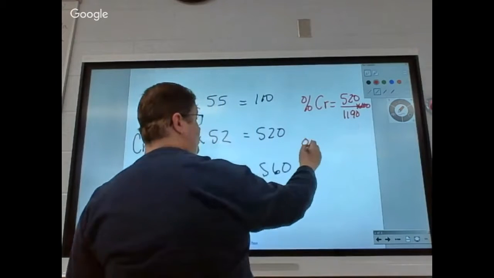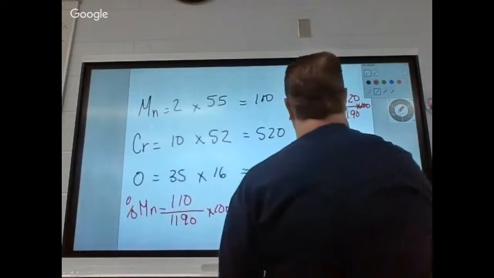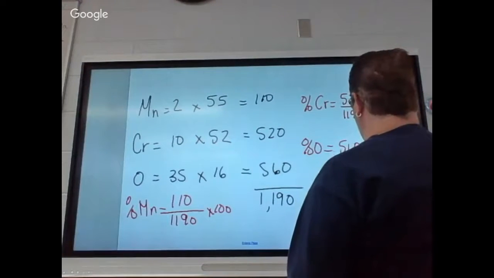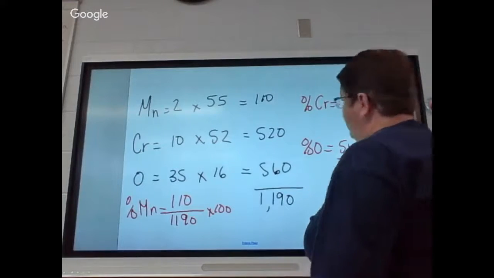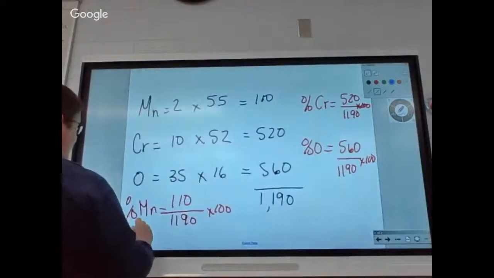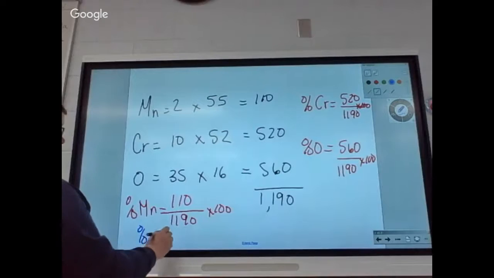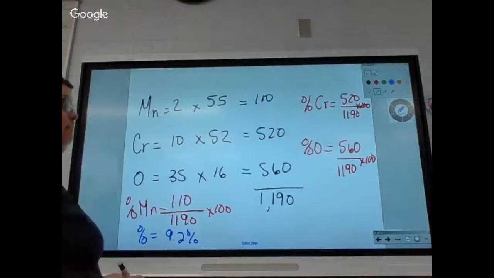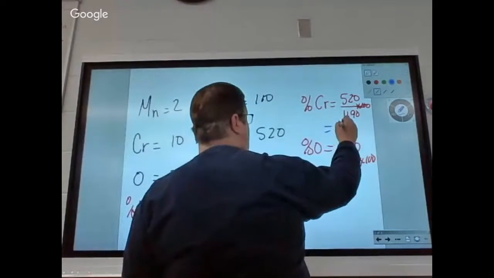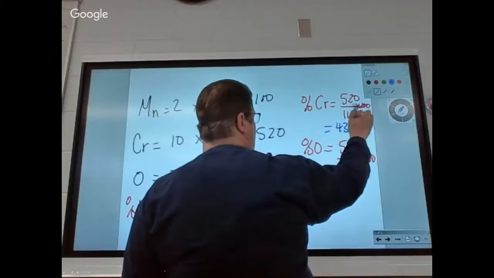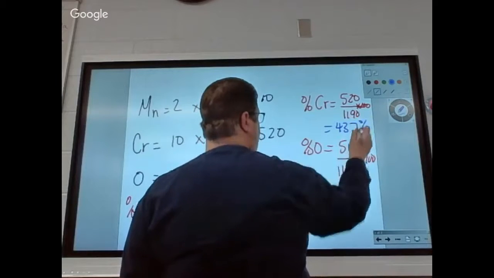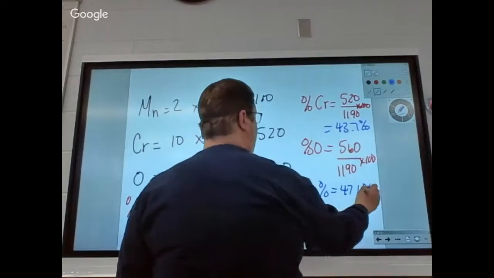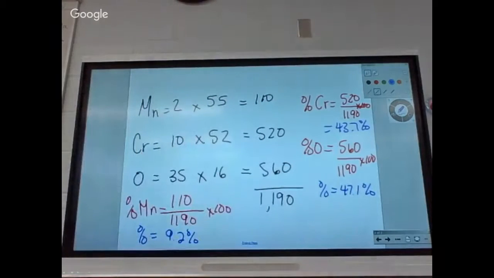For the percent oxygen, what's on top? Over what's on the bottom? And then times 100. All right, so what answer did you get for percent manganese? 9.2. All right, for the percent chromium, what did you get? Okay. And for oxygen, what did you get? Anybody not okay with finding percent for Thursday?